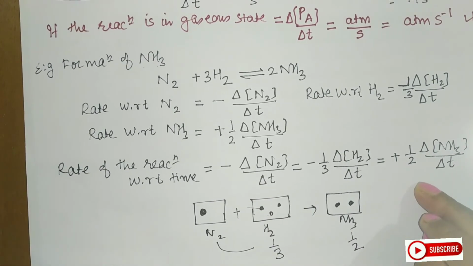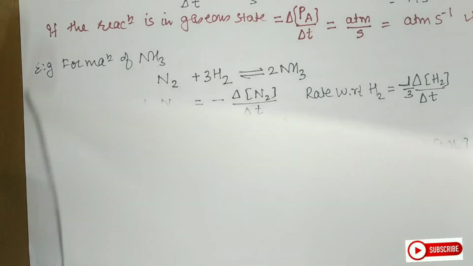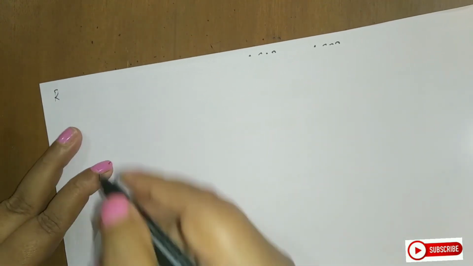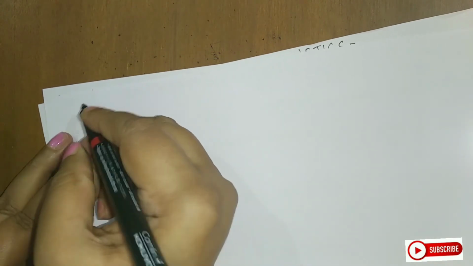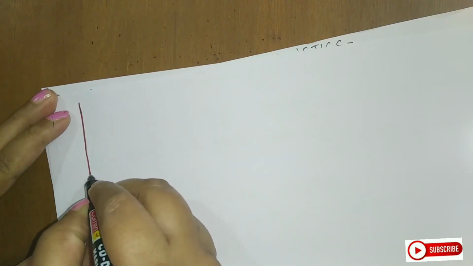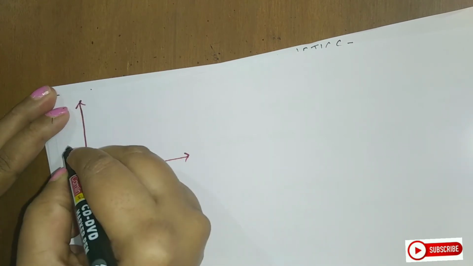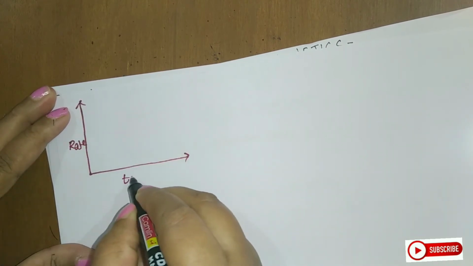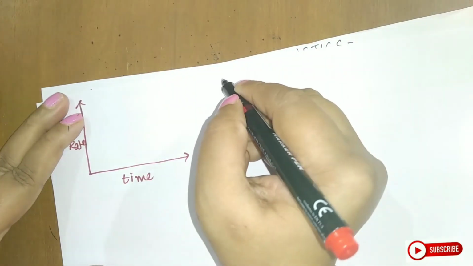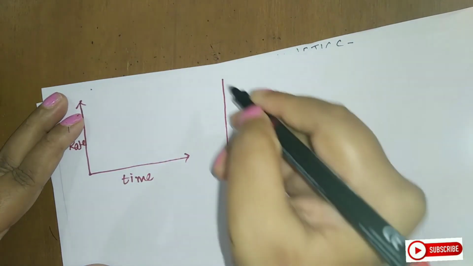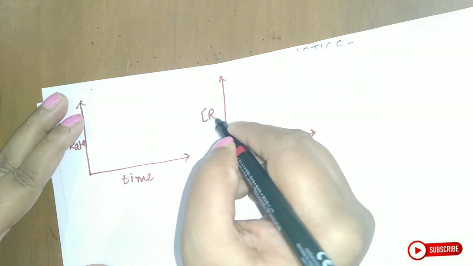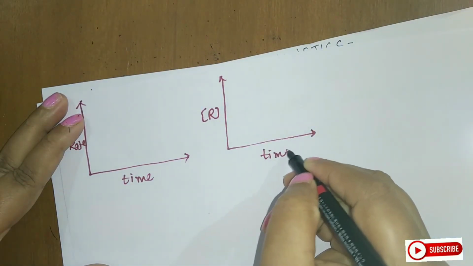Now let us see the graphs, how to draw them. To know the graphs, we will be seeing 4 graphs. So let us see the first graph. Graphs and units are very, very important for this chapter. So the first graph I will be showing is for rate and time. Here you have rate and this is time. The second graph we'll be seeing is the concentration of the reactants with respect to time.